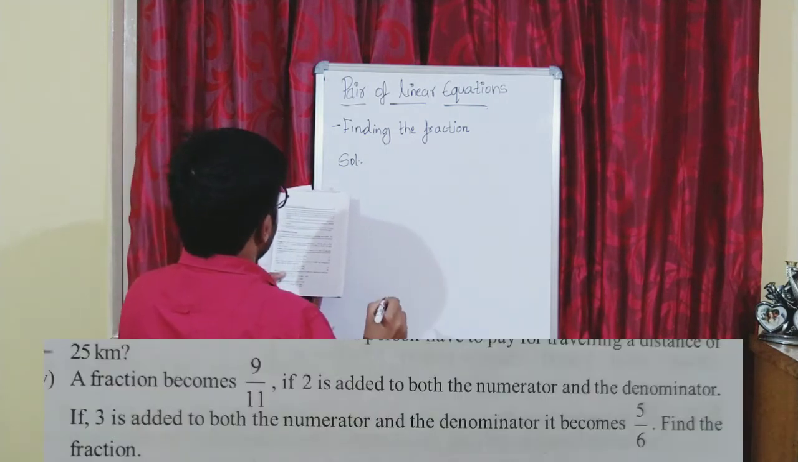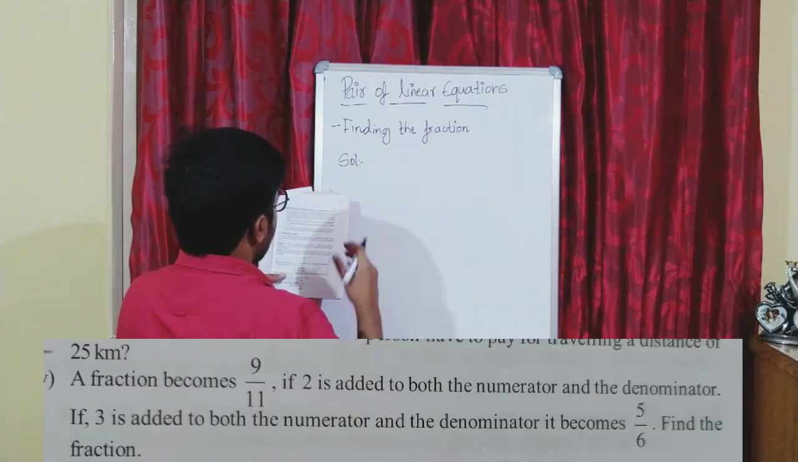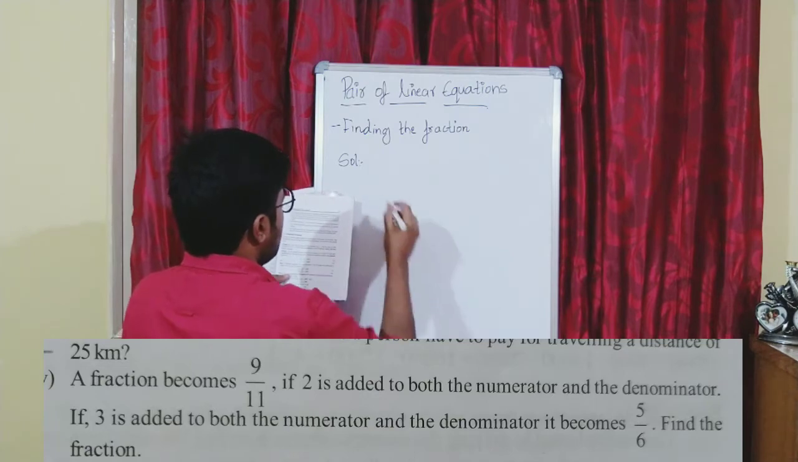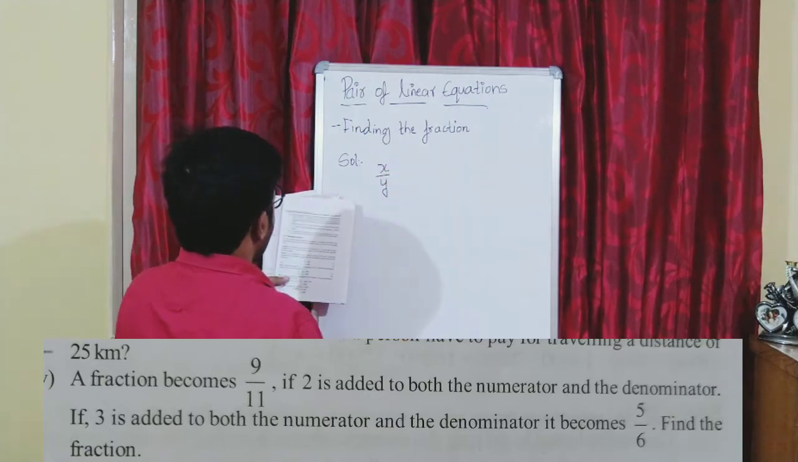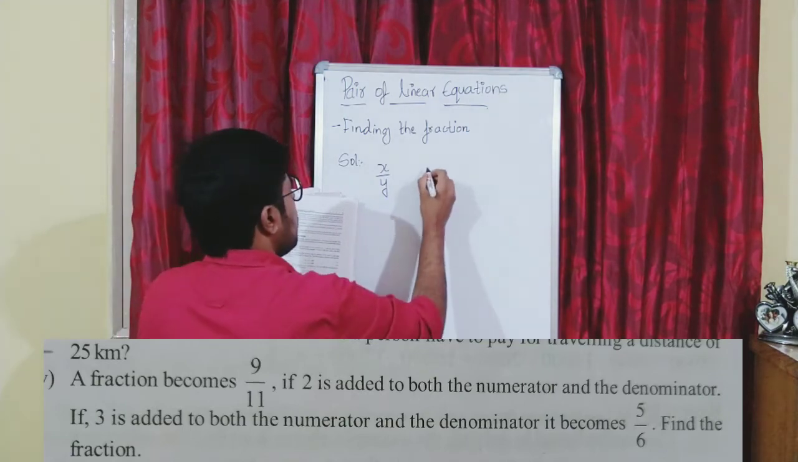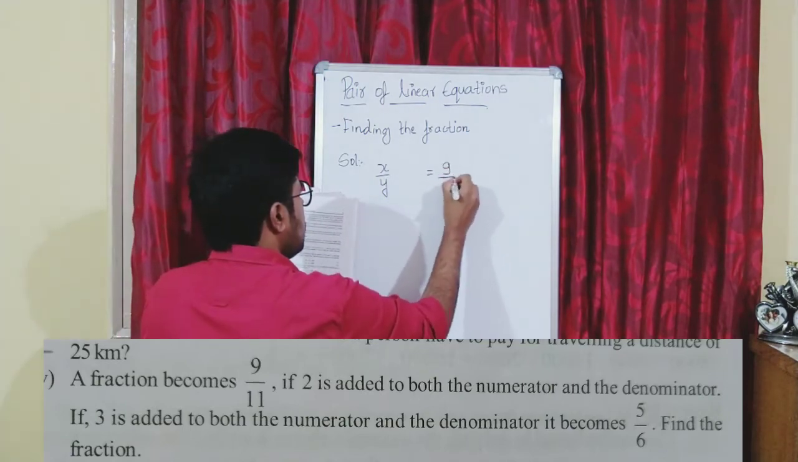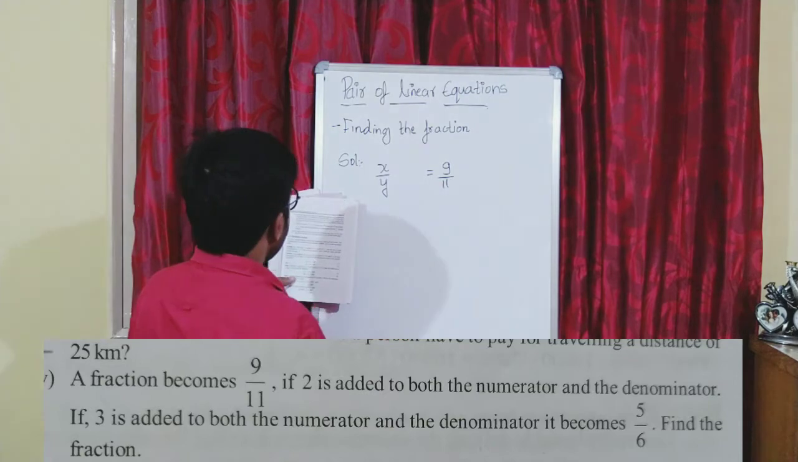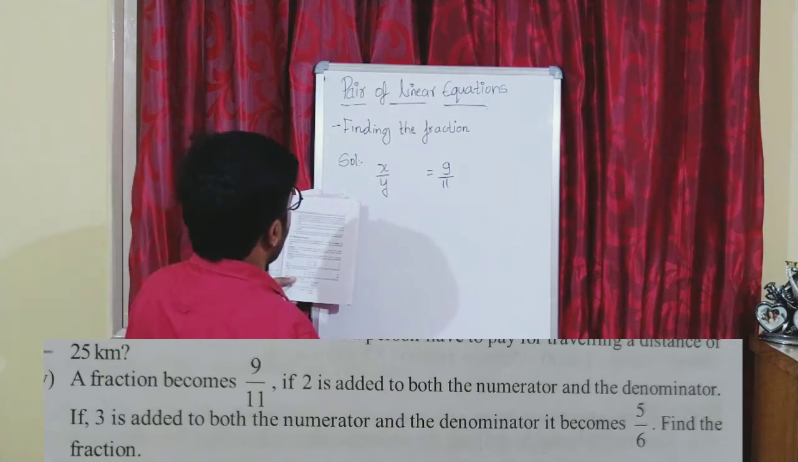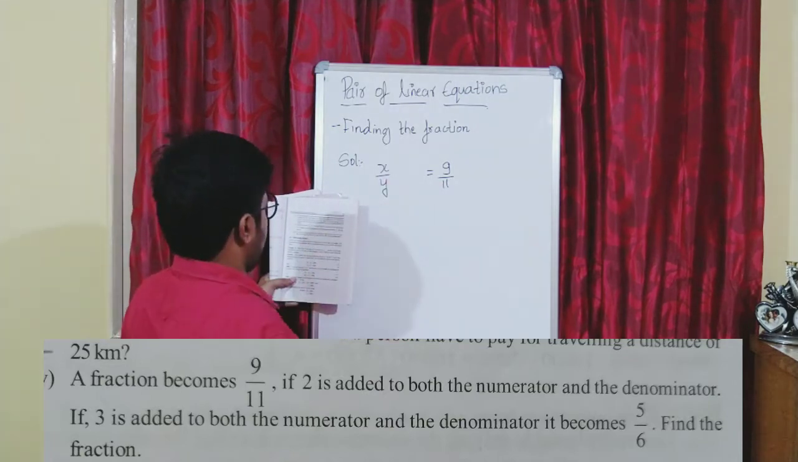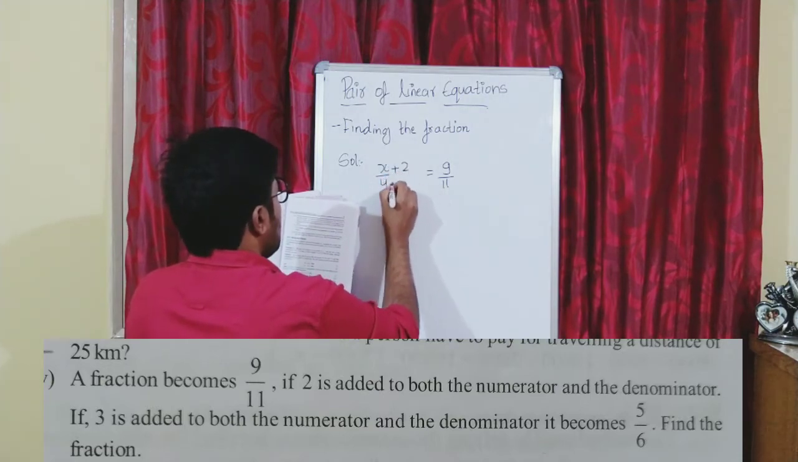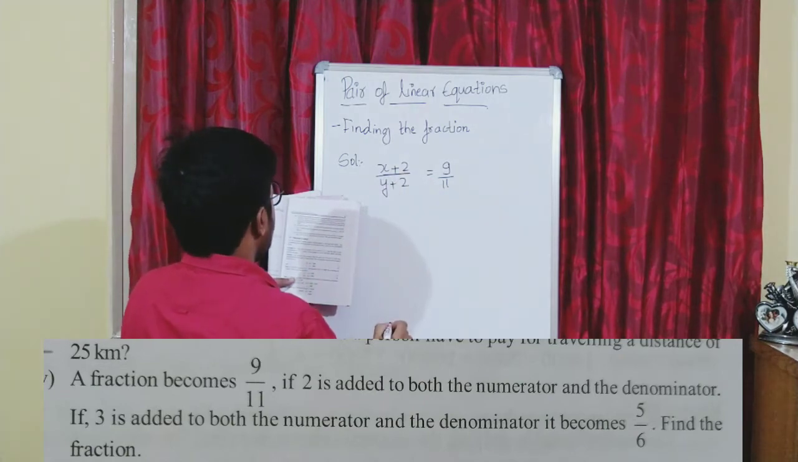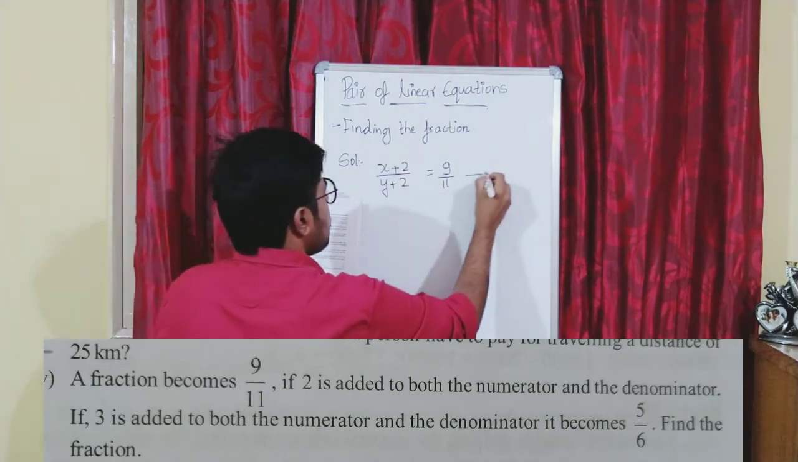A fraction becomes 9 by 11. First of all, a fraction. Fraction means what? This is of the form x by y. A fraction becomes 9 by 11, so it is equal to 9 by 11, if 2 is added to both numerator and denominator. I will add 2 to the numerator and to the denominator. Full stop. So this forms the first equation.